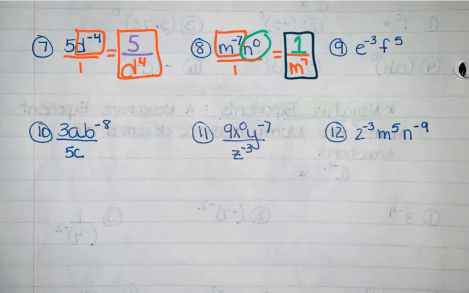Okay, I see another negative exponent here. I don't need to worry about that f to the 5th. So now I just need to move e down. So f to the 5th is going to stay where it is. e to the negative 3 is going to move to the denominator and it's going to become positive 3.